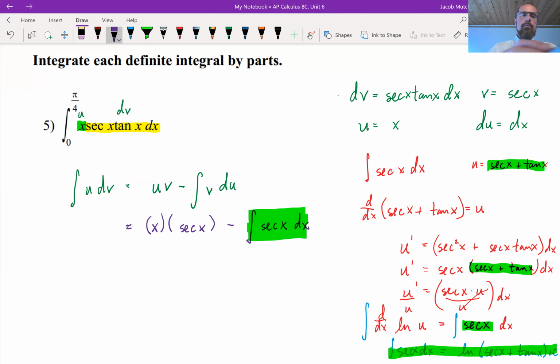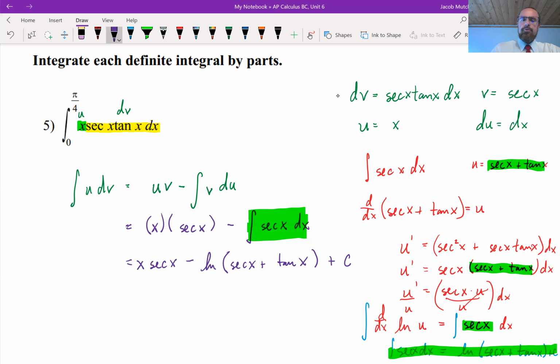So let's use it. We created it so we could use it. So this is now going to be x secant of x minus the natural log of secant of x plus tangent of x plus c, if I'm considering this as an indefinite integral. It is a definite integral. So now I want to place back my limits of integration and use the fundamental theorem of calculus to evaluate. So I'm integrating from 0 to pi over 4.